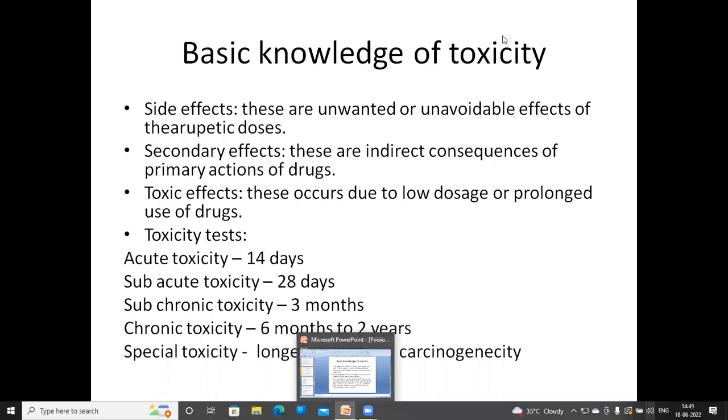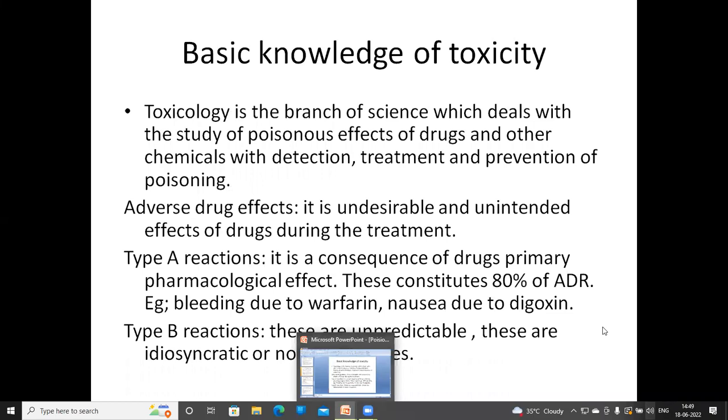Hello, hi everyone. This time let's discuss the basic knowledge of toxicity and its terminology. So, when it comes to basic knowledge of toxicity, first of all, we should learn about what toxicology is.